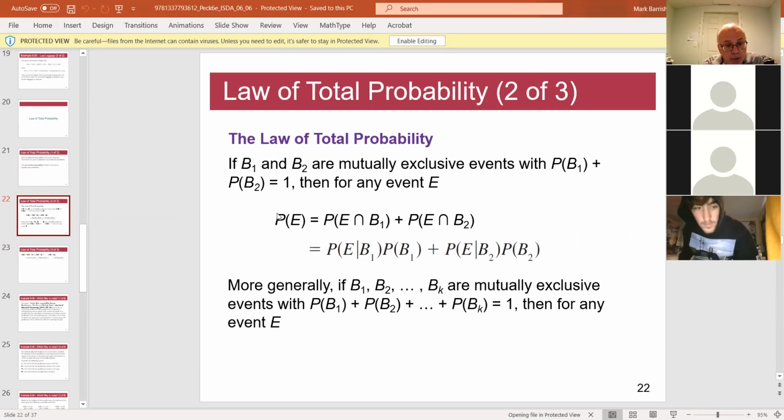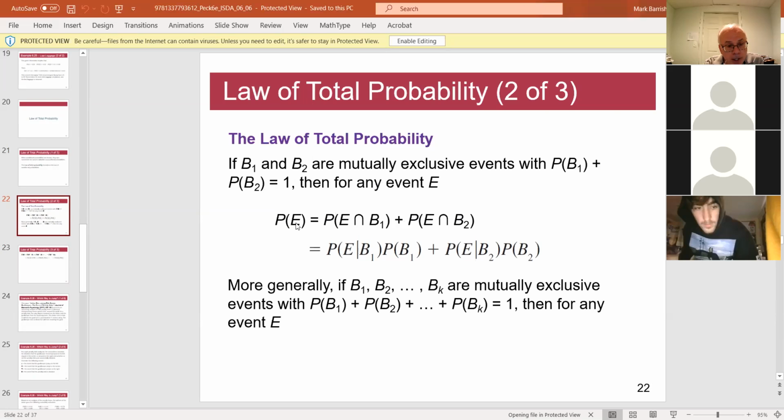Now, suppose that there is an event E, all right? There's some event, and it can occur only under 2 circumstances, either with another event B1 or a second event B2, all right? So in other words, when you have the event E, it can either occur along with event B1 or with B2, but not with B1 and B2. So B1 and B2 are mutually exclusive.